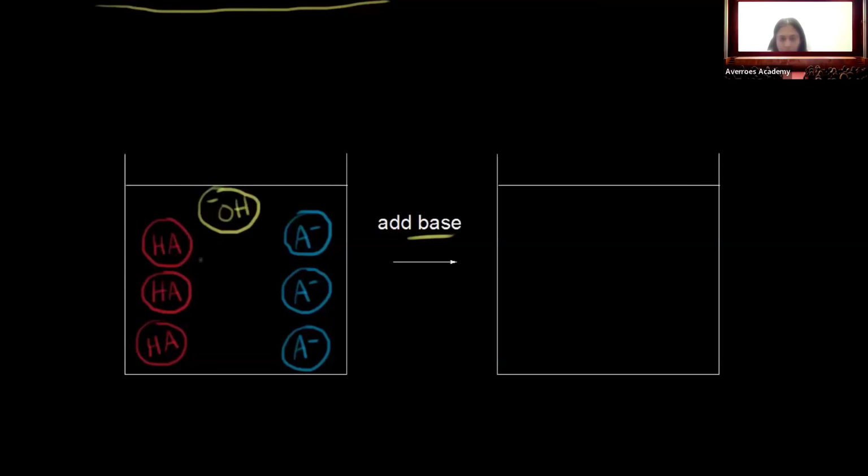And it would, except for the fact that we have an acid that can react with our base, right? So we have some weak acid present here. And the hydroxide ion is going to pick up a proton from HA, right?